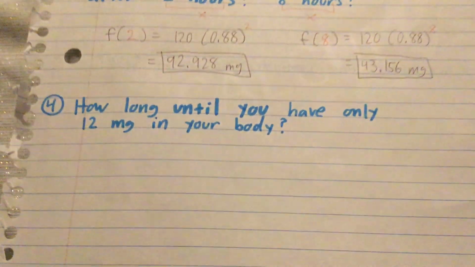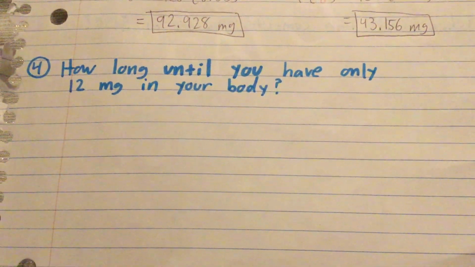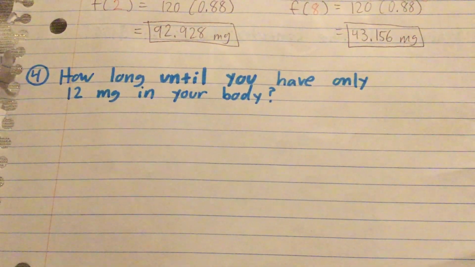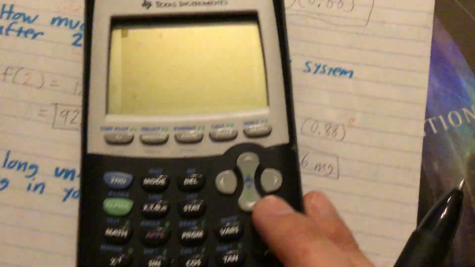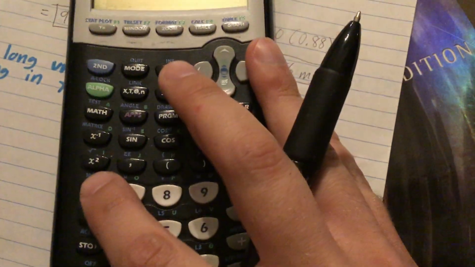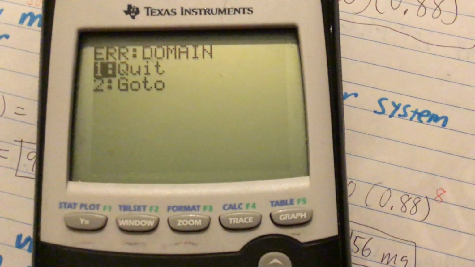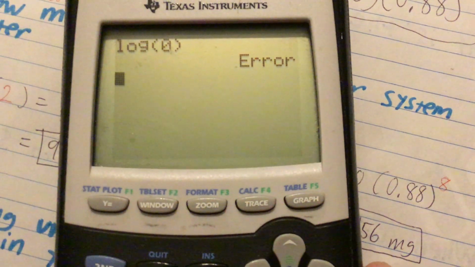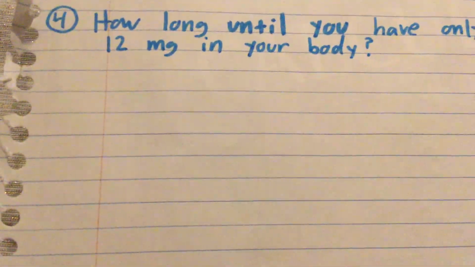Okay. Now, number 4, how long until you only have 12 milligrams in your body? So I just want to put a little sidebar over here. I know what you're thinking. Why didn't you put a problem where it's how long until you only have 0 milligrams in your body? Well, here's the paradox of math. It turns out mathematically that it's not possible to do the log of 0, because what you're trying to do is, and we'll discuss that in the unit after this, this thing called domain: 10 to what power is 0? Exactly, that's impossible. So I just picked a number really, really close to 0, but easy to make into a fraction, so I went with 12.